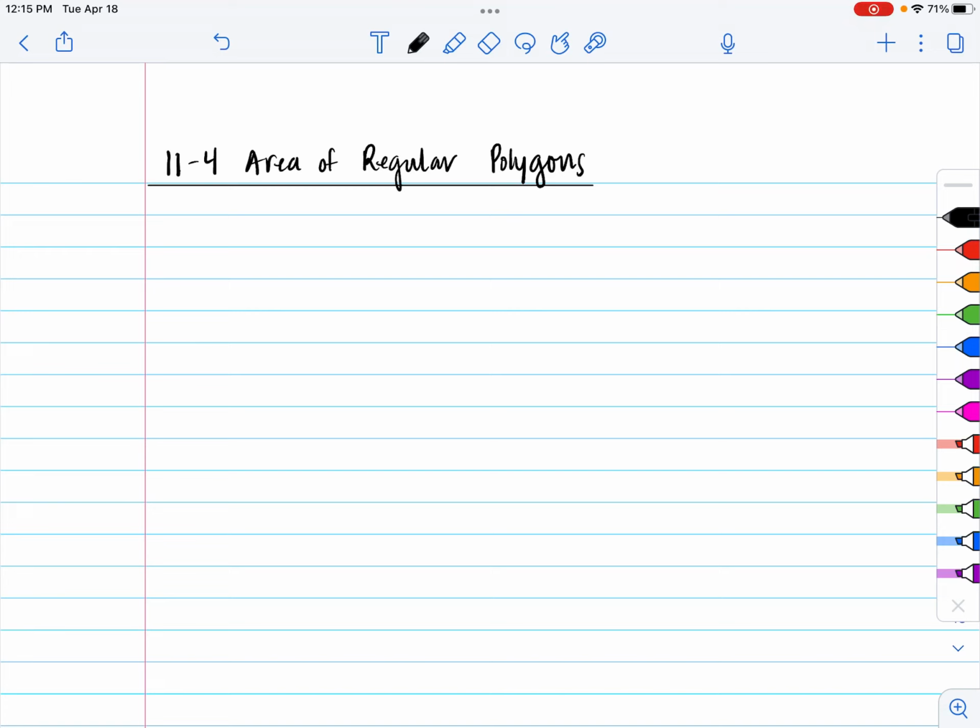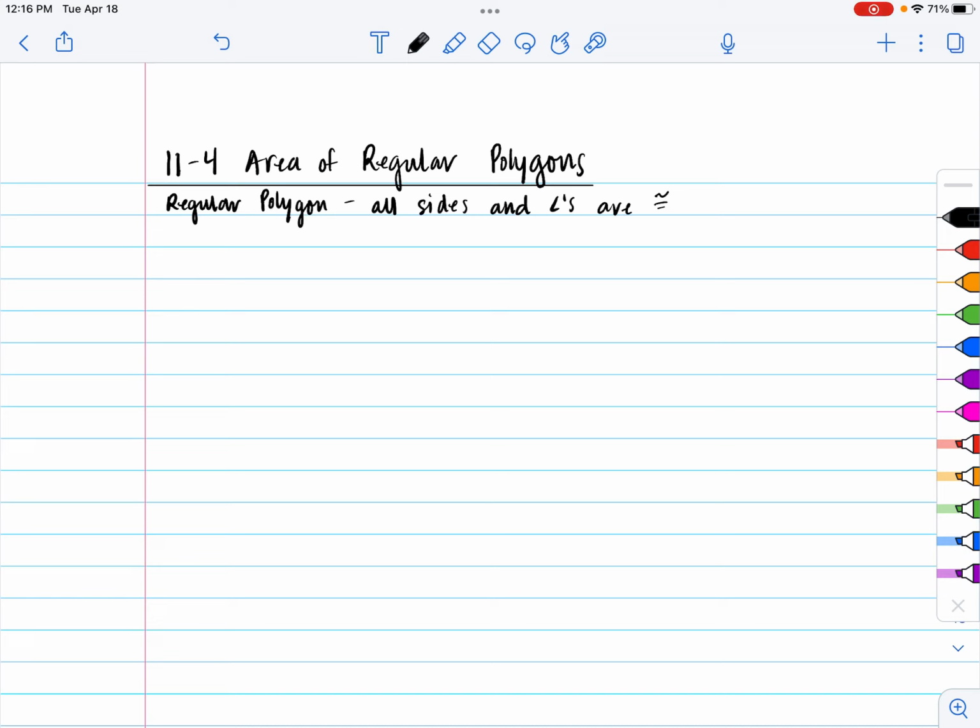Regular polygons. If you remember, a couple things we need to remember. A regular polygon is defined where all sides and angles are congruent. Whether it's an interior or exterior angle, all of the angles individually are congruent to each other.